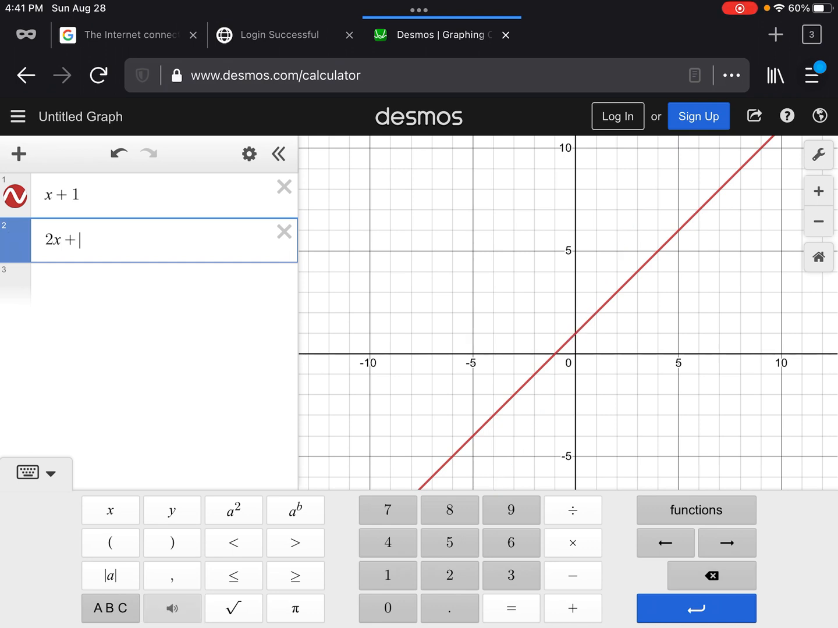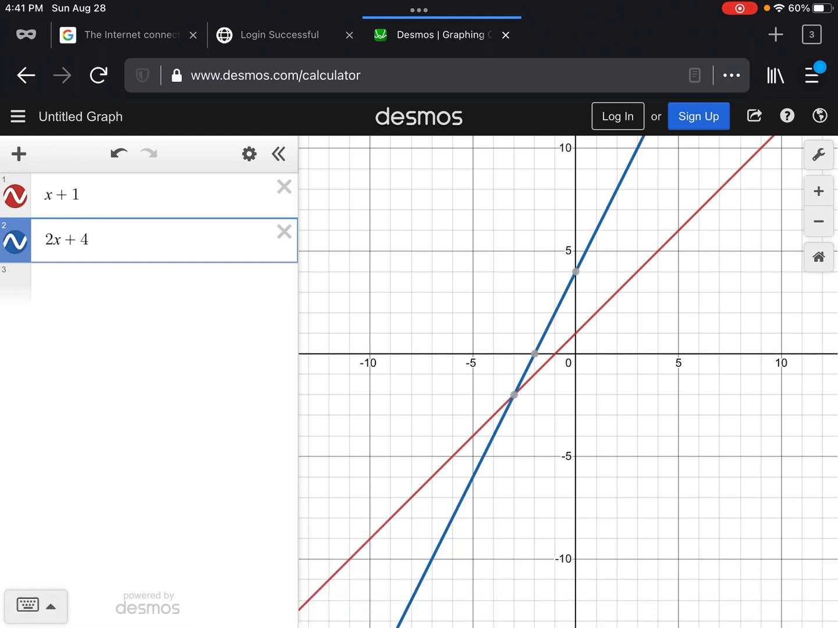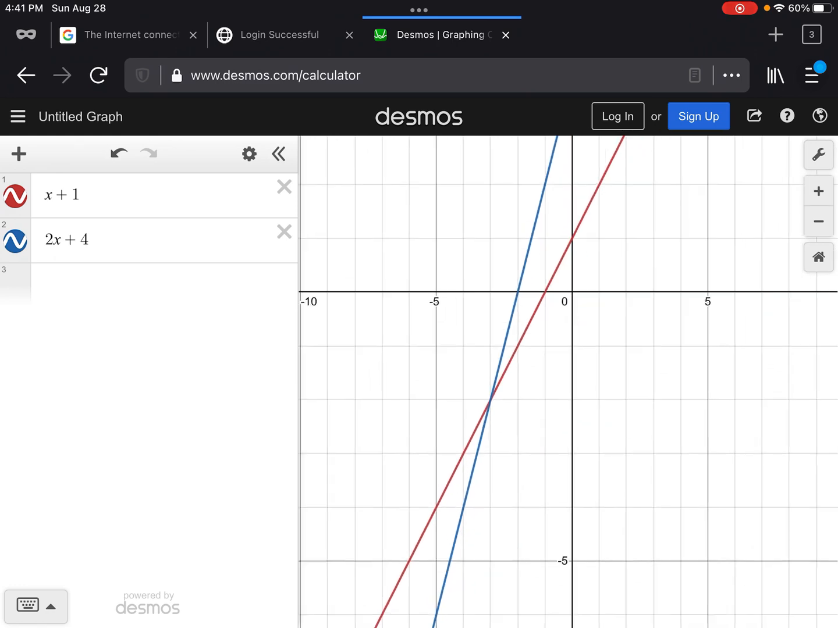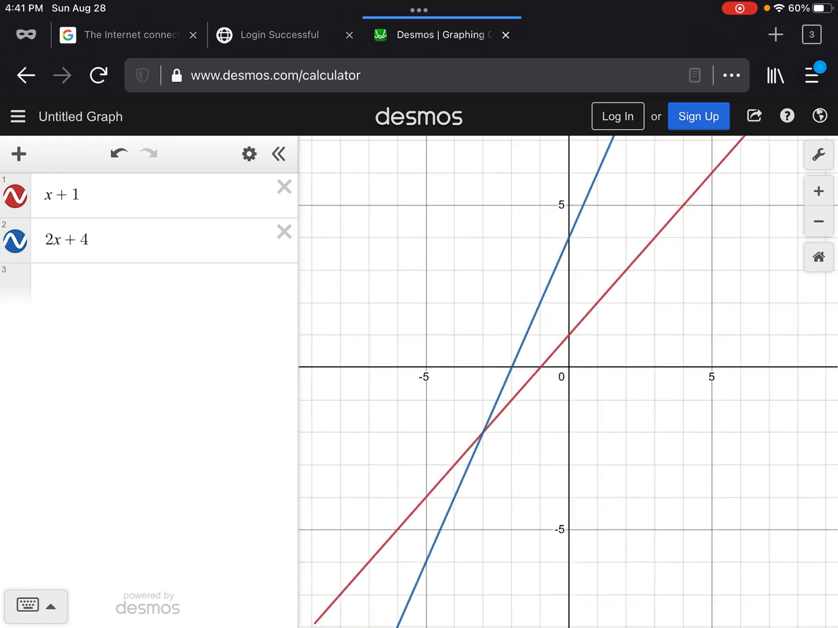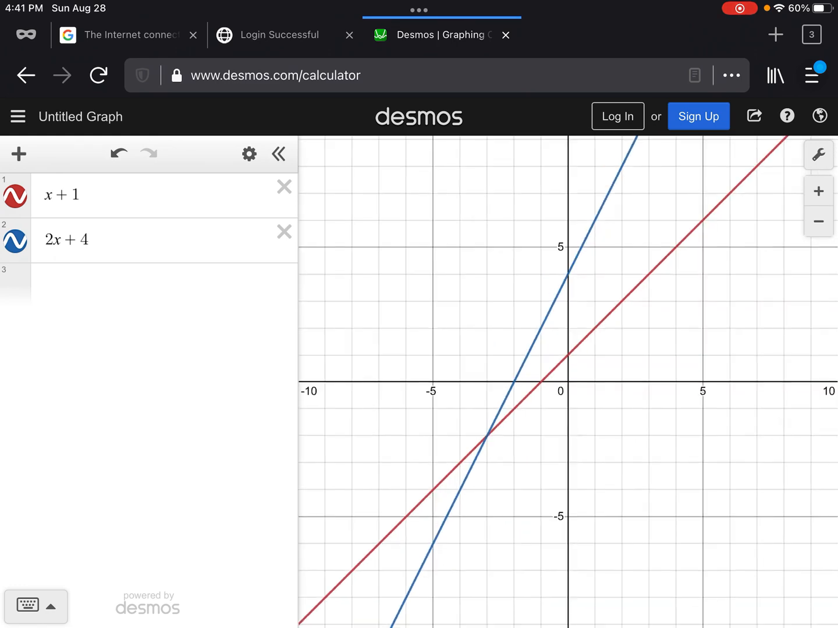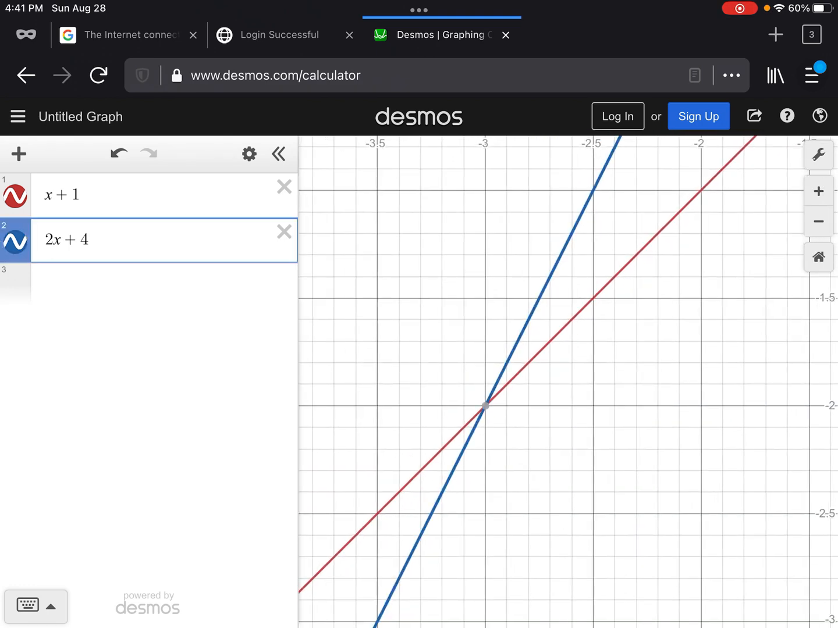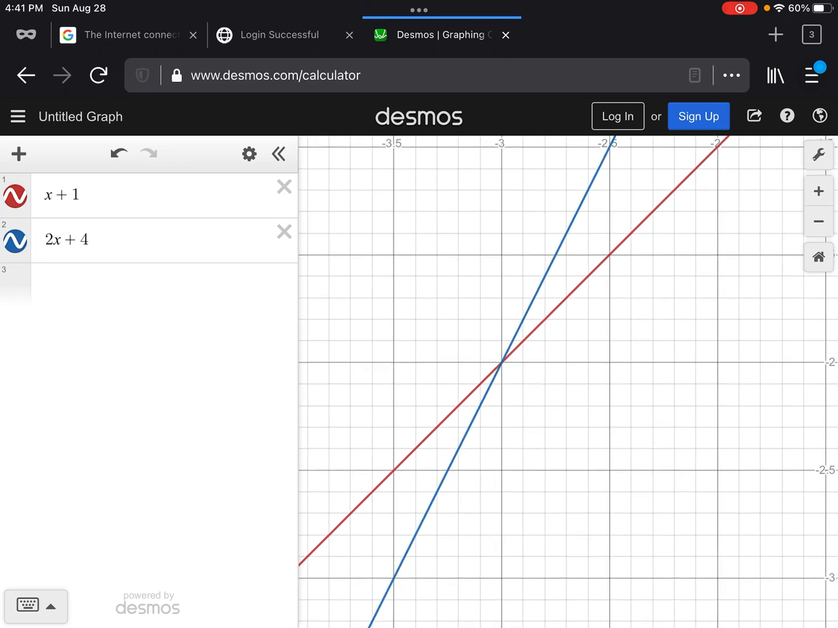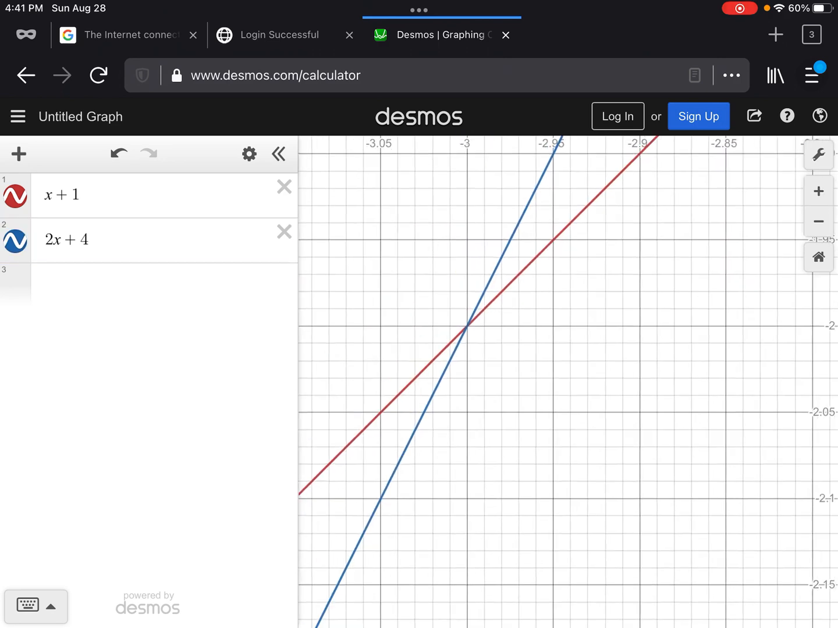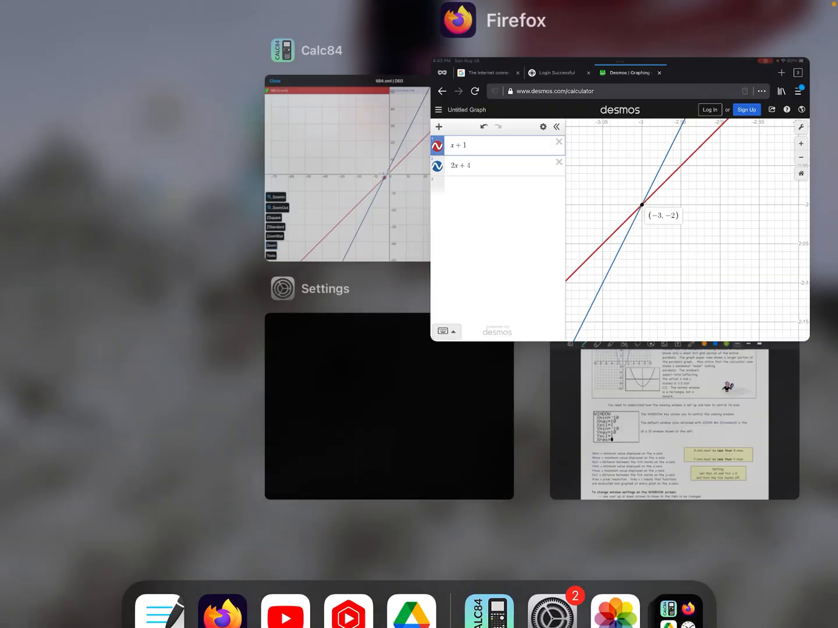And from here, I typed in the equation wrong, it should be 2x plus 4. The best way to see the intersection is to zoom in, and you can hit home again to get it back where you want, and hit the plus button to zoom proportionally. And if you tap on the line, you can see the intersection, and as you point at it and touch it, it says, hey, it's -3 comma -2, which is the same thing we got.